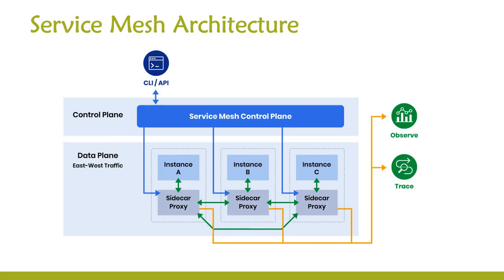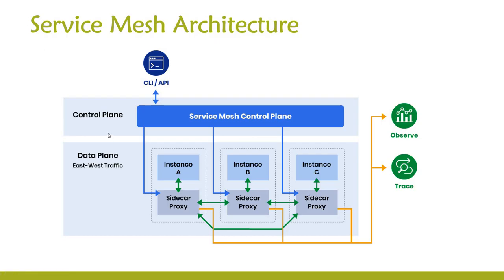The next is service mesh architecture. The service mesh architecture contains the control plane and data plane. These are the two main key components of this architecture, and it also contains the sidecar proxy and observe and trace, where observe is observability. So let's look at them one by one. The two main key components are control plane and data plane. Let's see what the control plane is and how it works.